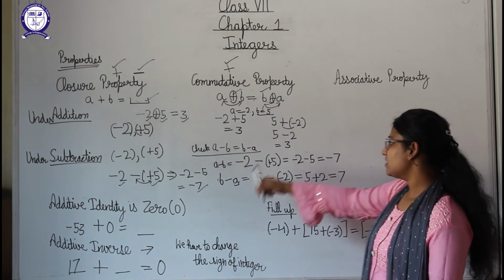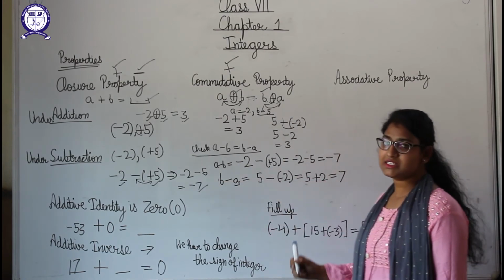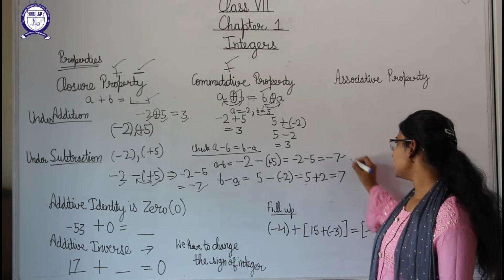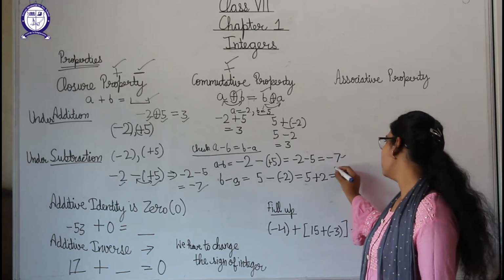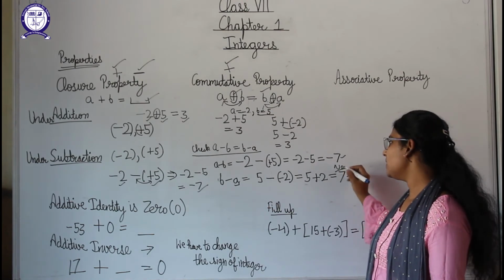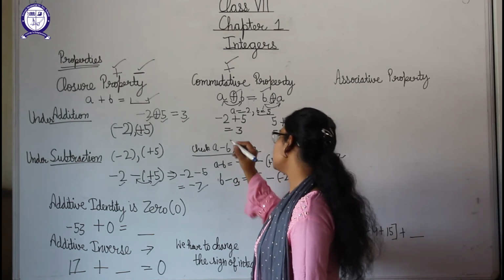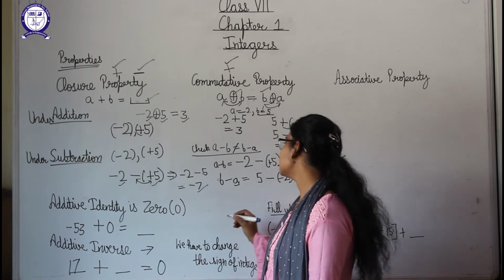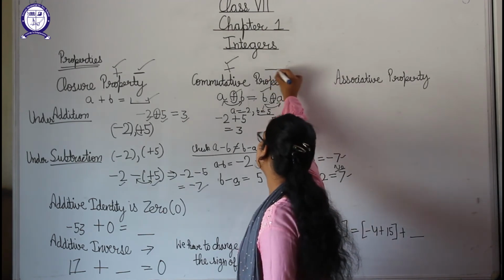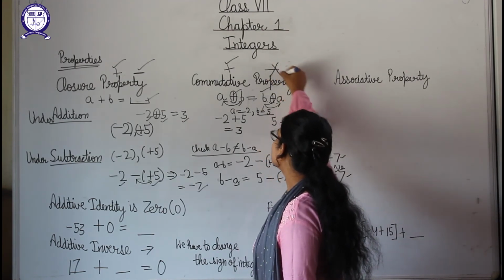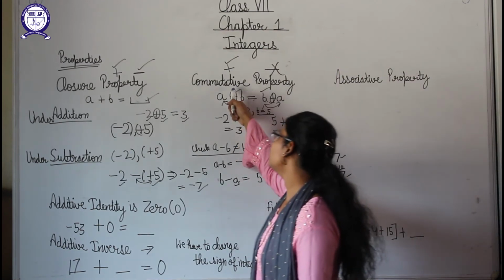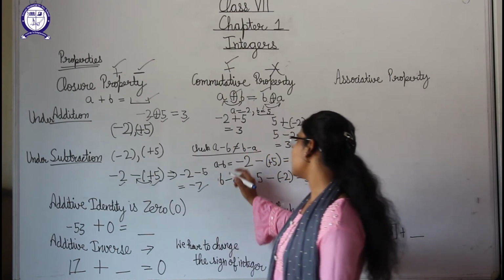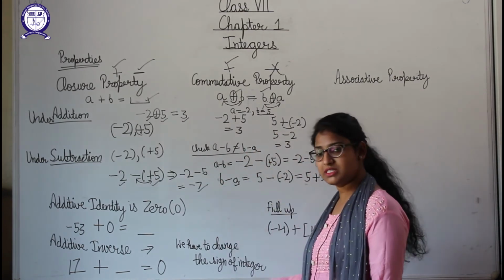So students, here a minus b is compared with b minus a. Here it is -7 and here it is 7. Are -7 and 7 equal? No. These are not equal. It means here a minus b is not equal to b minus a. So we will say that under subtraction, this property is not satisfied. Integers are not commutative under subtraction because we are not getting a minus b equal to b minus a.